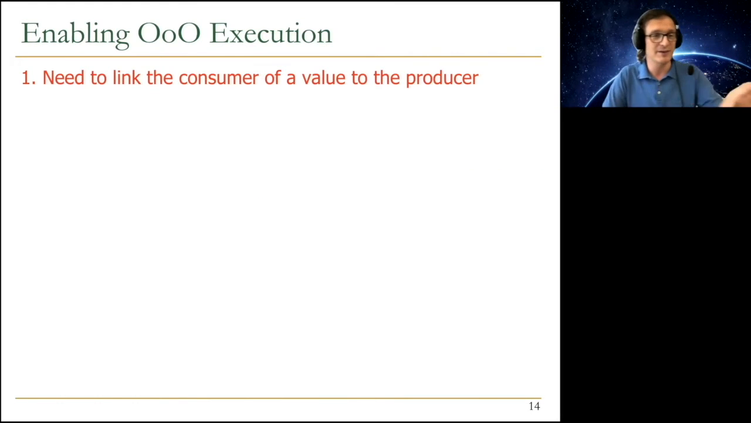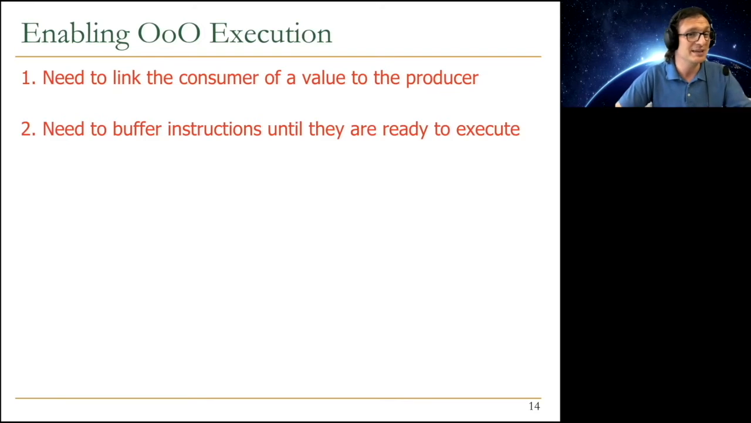I will cover the fundamentals and then stop. But basically, there are four things that you need to have. First of all, you need to link the consumer of a value to the producer, and we know how to do that. Remember the register renaming? We're going to use that. Then you need to buffer the instructions until they're ready to execute, and we know how to do that with reservation stations. You need to provide these resting areas, as we will see later.